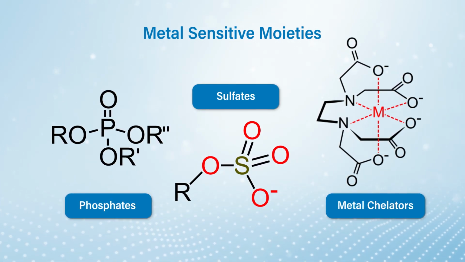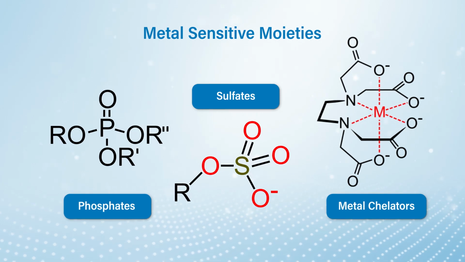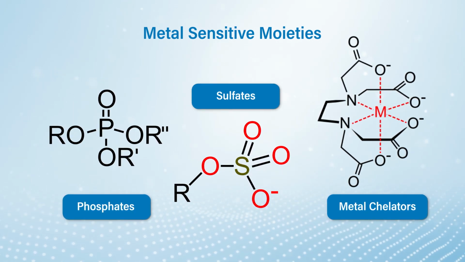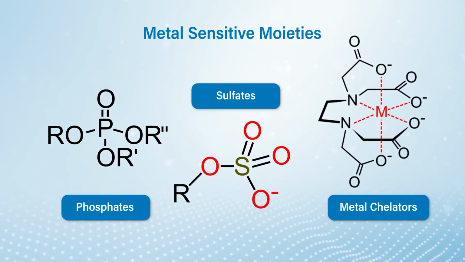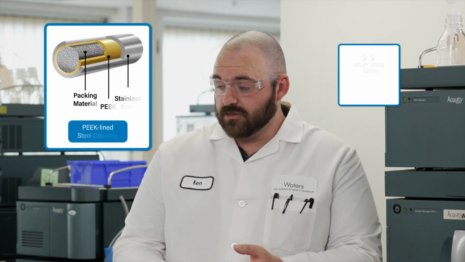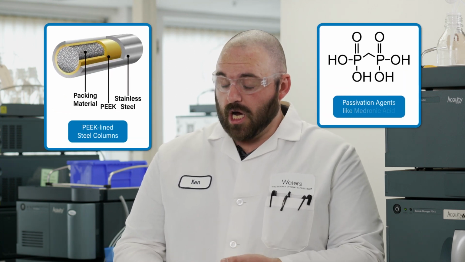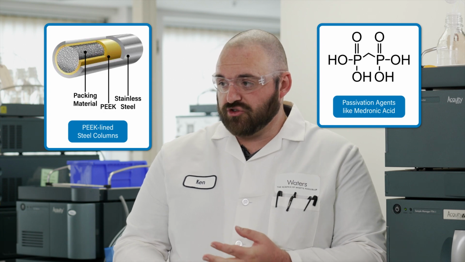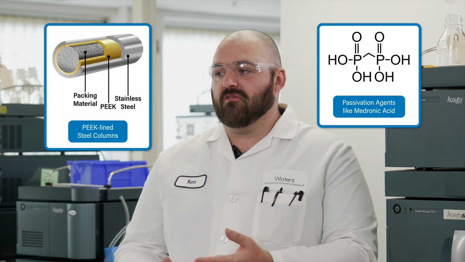Yeah, exactly. And I know there's some kind of workarounds for that too that people will try. Things like putting additives into the mobile phase, or maybe using some kind of treated column, to prevent that. Yeah, so the most popular ones are things like PEEKline steel columns and medronic acid. But other people have been using things like citric acid and phosphoric acid in their mobile phase as well.